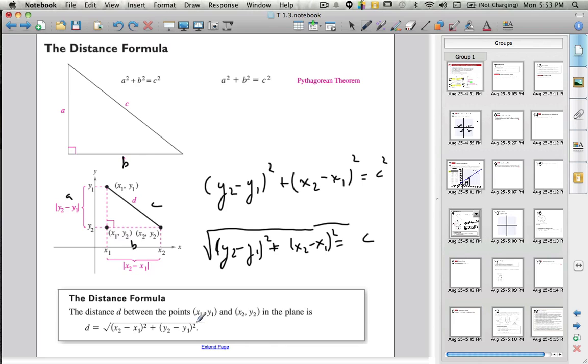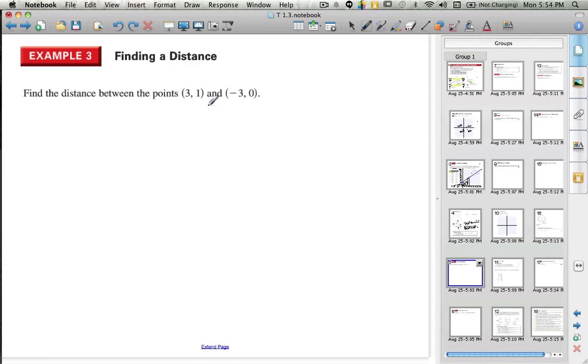And that is the distance formula. The distance formula is derived from the Pythagorean theorem, and it allows us to calculate a diagonal distance between two points. It could also be a vertical or horizontal distance between two points, but that's so much easier that you really don't need the distance formula to do it.